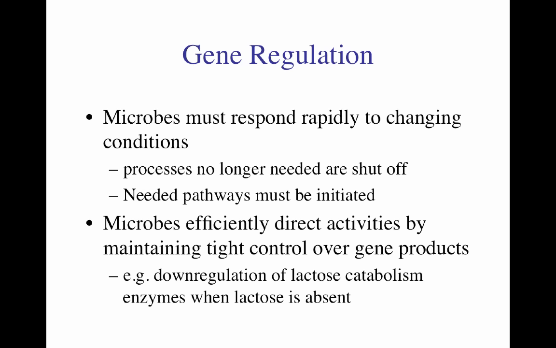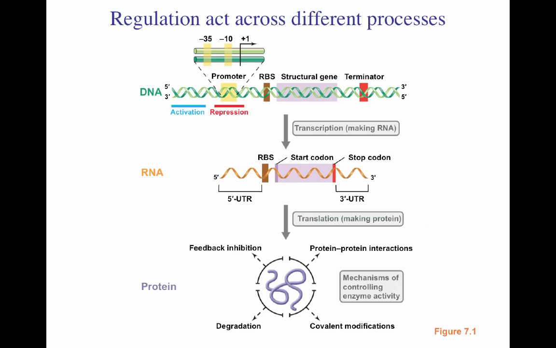So microbes efficiently direct activities by maintaining really tight control over the gene product. For example, the downregulation of lactose catabolism enzymes when lactose is absent, and only when lactose is present will those enzymes be expressed. So let's take a look at how some of the regulation is acting across different processes. As you are aware, you have transcription, which is the initiation of gene expression from the DNA to make an RNA molecule. So you're going to have a really good way to control gene expression by controlling the rate at which the RNA molecule is made.